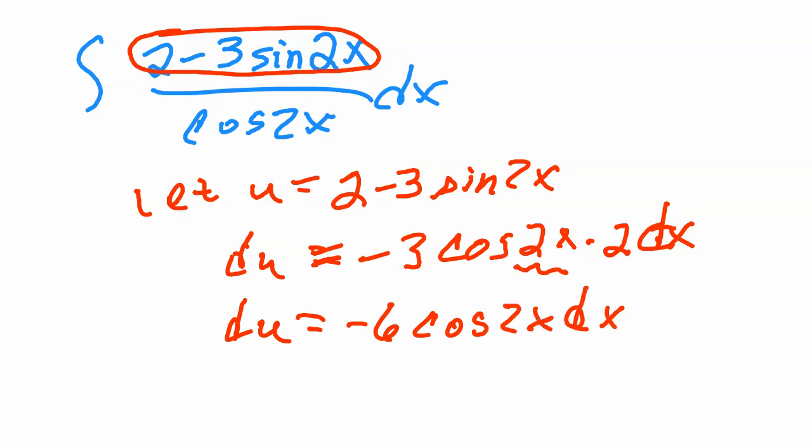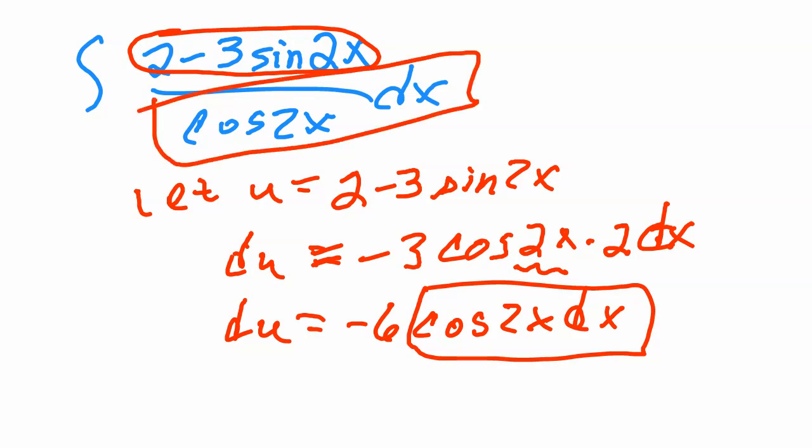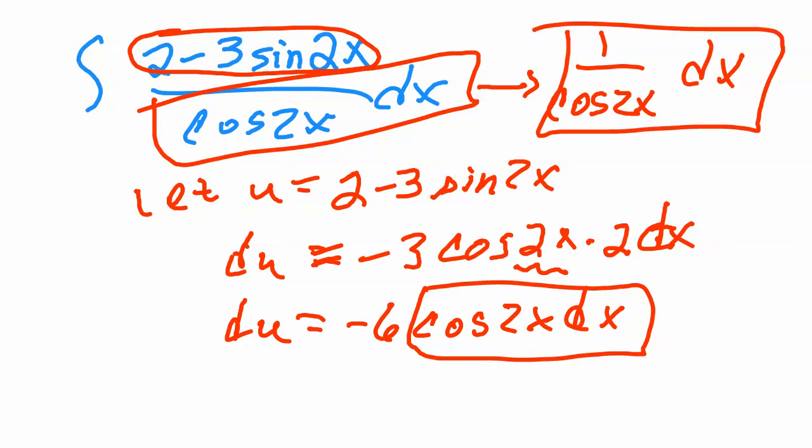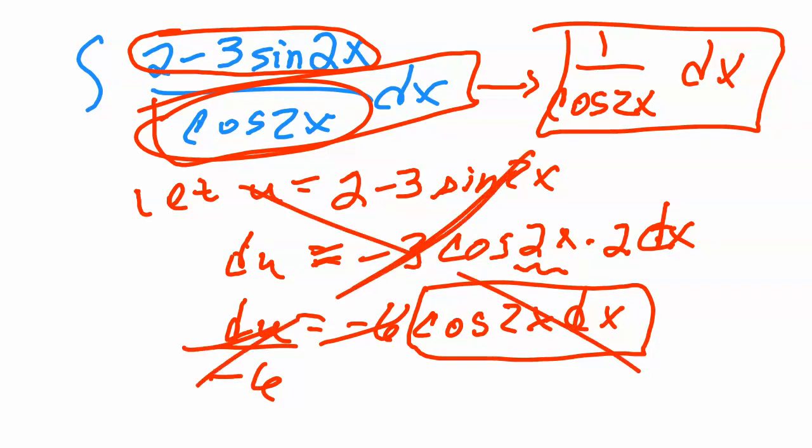And you might think, hey, cosine, that looks pretty good. Does that replace this? And the answer is no, because up here, this is actually 1 over cosine 2x dx, because that cosine 2x is in the denominator. This does not get replaced with du over minus 6. So long story short, your wonderful substitution efforts here failed miserably. Sometimes you do things and it doesn't work.